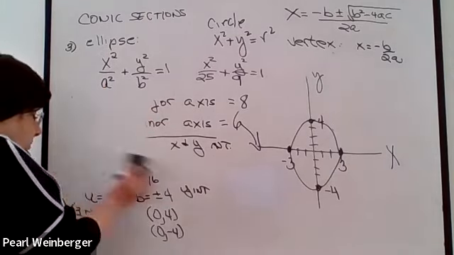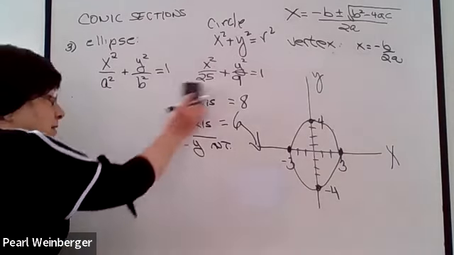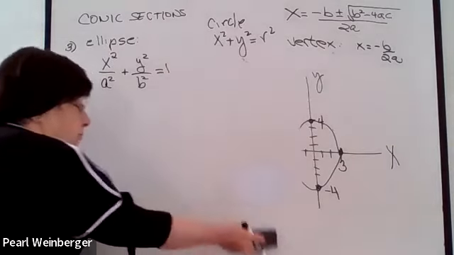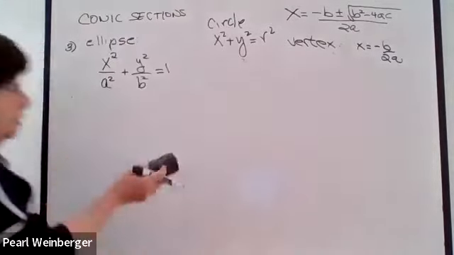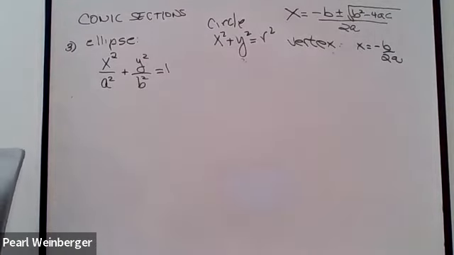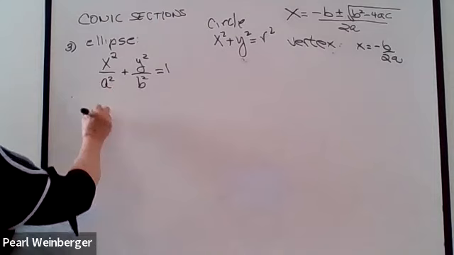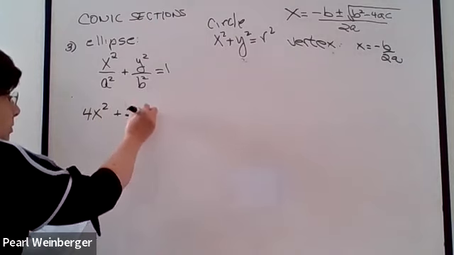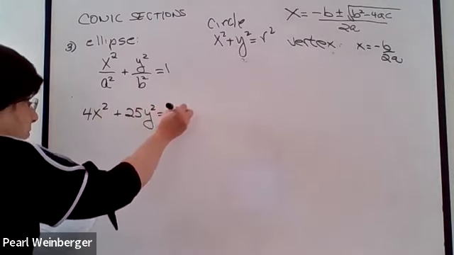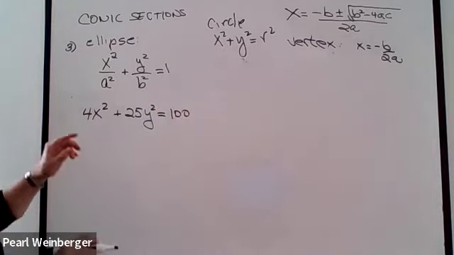Okay, so I want to go a little step further. What if your equation is not in standard format? So what kind of format could it be given in? Sometimes you will see an equation that looks like this: 4x squared plus 25y squared equals 100. This is an example of an equation that I recognize has to be an ellipse.